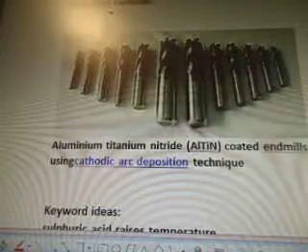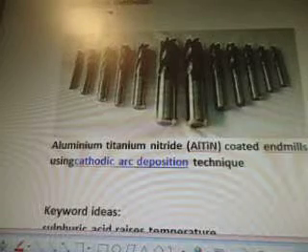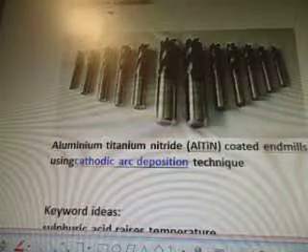4 important compositions. Metal content 100%, are deposited on industrial scale by physical vapor deposition methods. So this is aluminum titanium nitride coated end mills using cathodic arc deposition technique.